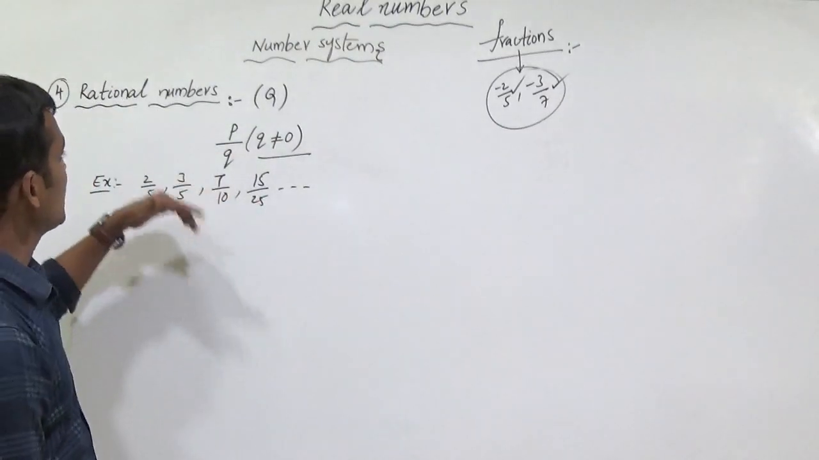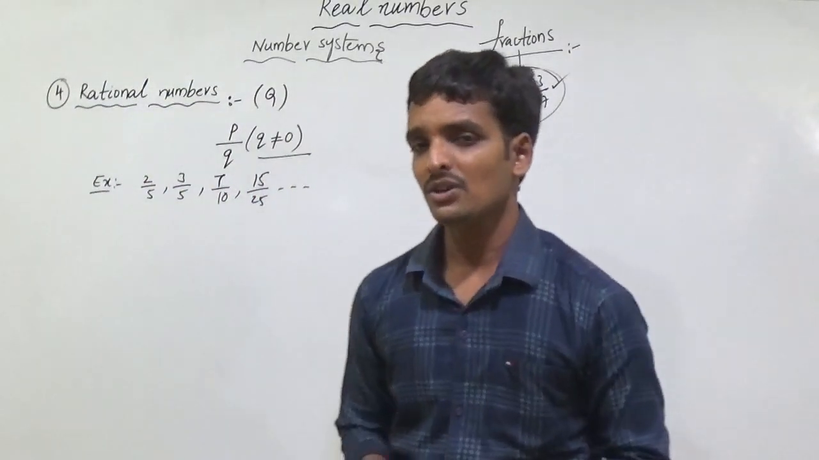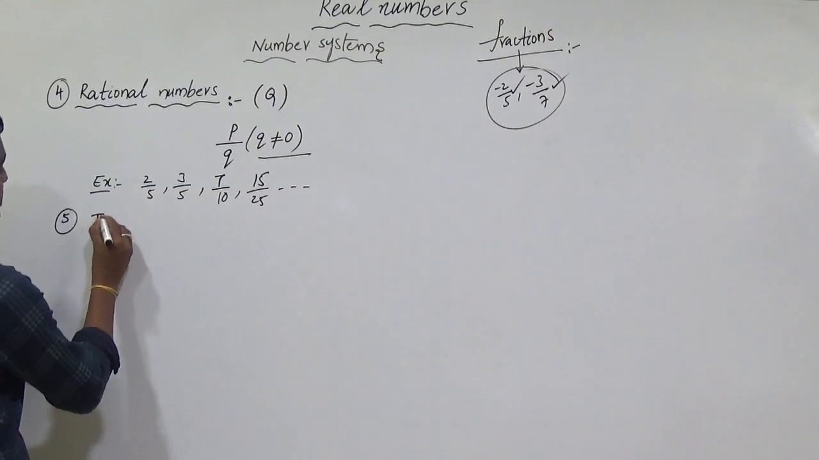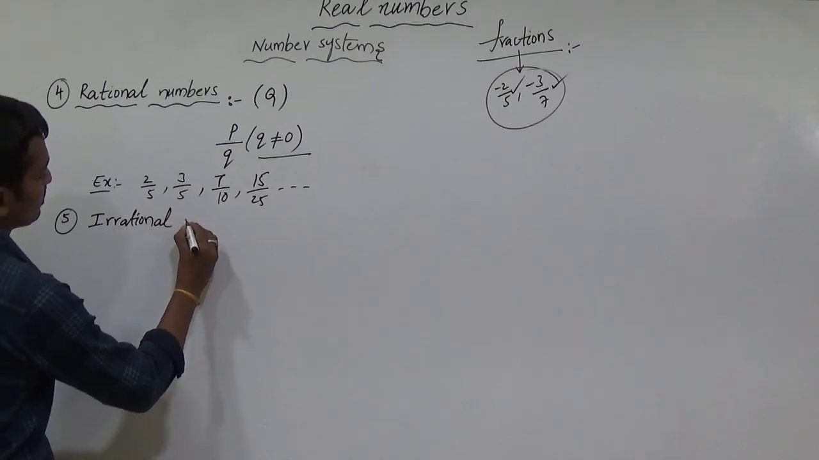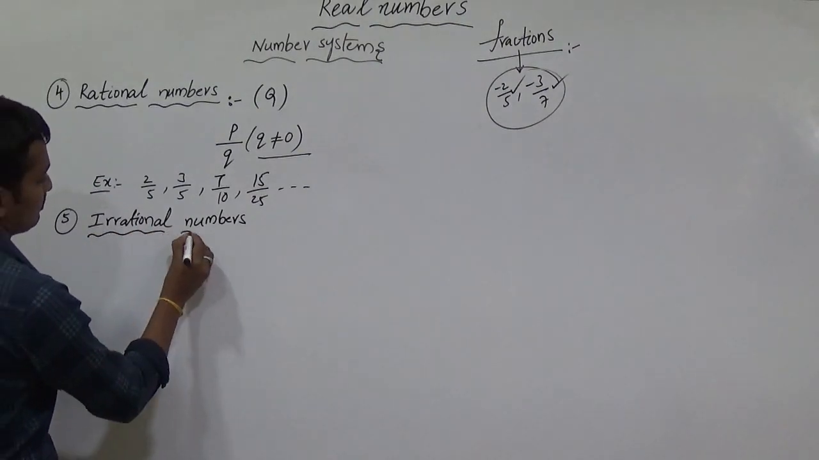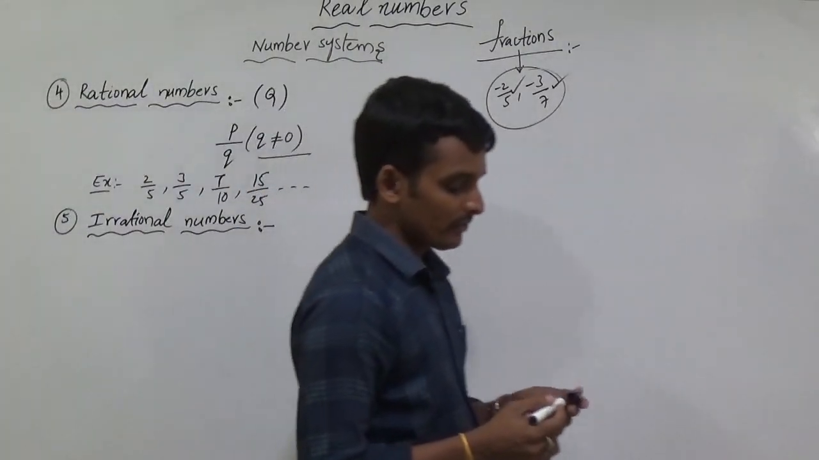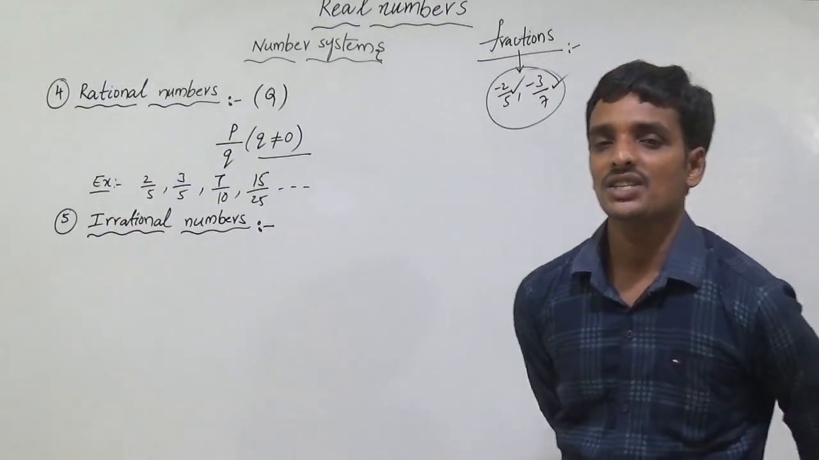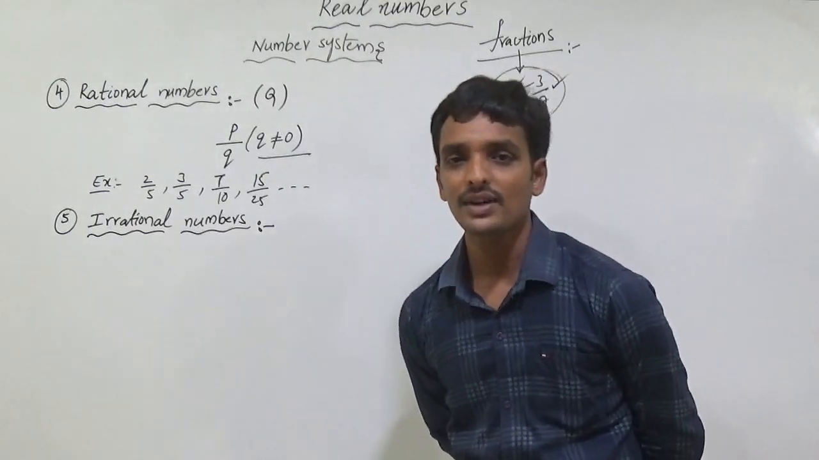So the next topic, the fifth one, is irrational numbers. Actually, irrational numbers are not in our syllabus, but we have to know the definition. If you observe the names of rational and irrational, both are opposite words. Rational is the opposite of irrational, and irrational is the opposite of rational.